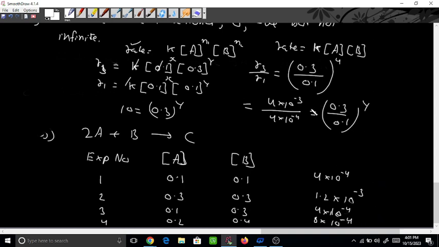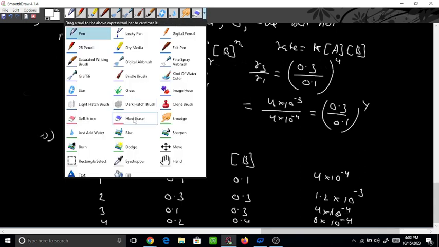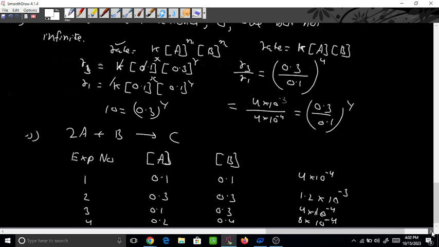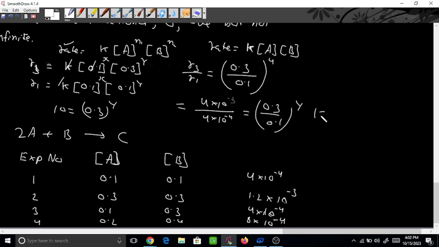Okay, so this is not 0.3. This is 0.4. So this is also 0.4. So this will become 1. Okay, 1. So this will become 1. So it means 1 is equal to 0.3 to the power y. So what will be the value of y?